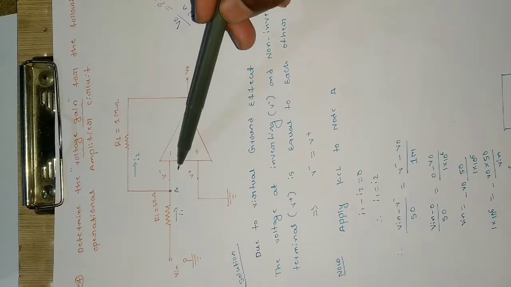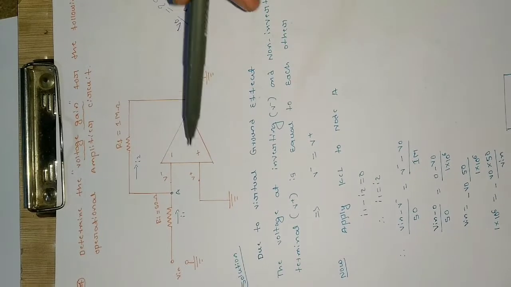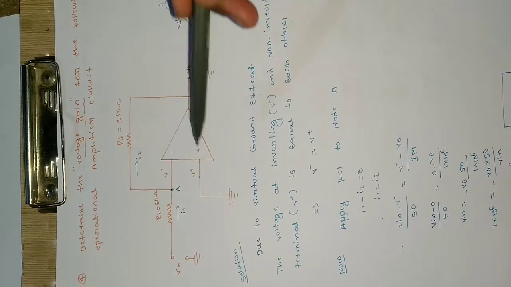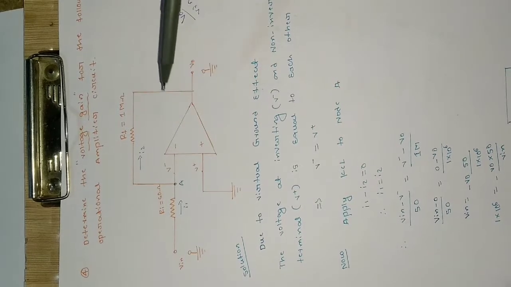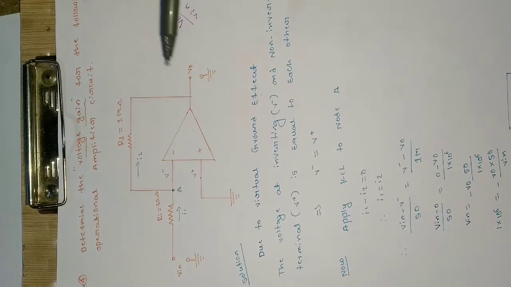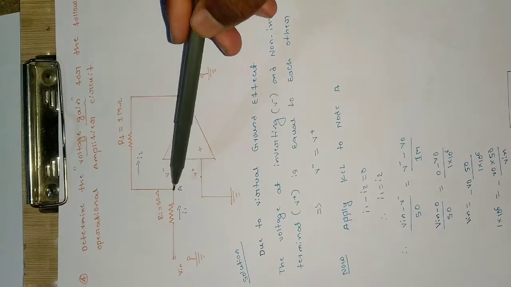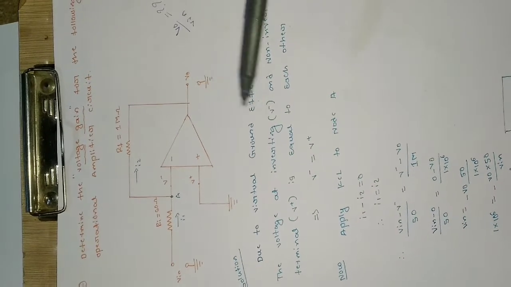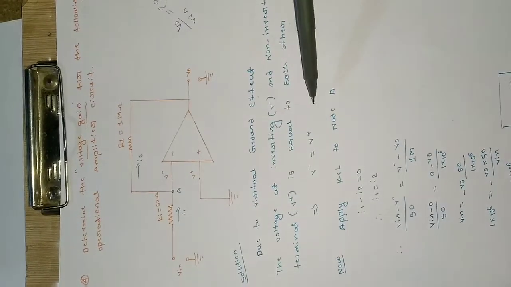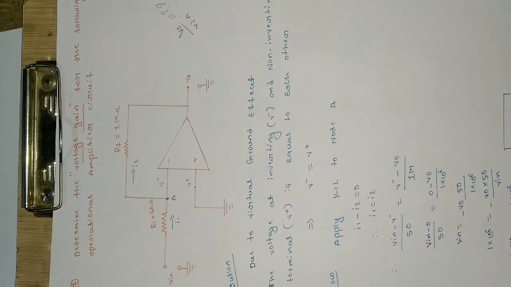Here the non-inverting terminal is again tied to the ground, so V plus will be equal to 0, and due to the virtual ground effect V minus will be equal to 0. The current flowing through the 50 ohm, I have taken as I1, and the current flowing through the feedback resistance, I have taken as I2. This junction is denoted as A here. So I have already said V minus will be equal to V plus, and if you want more information, you can read these lines. I will be skipping because I have already told.